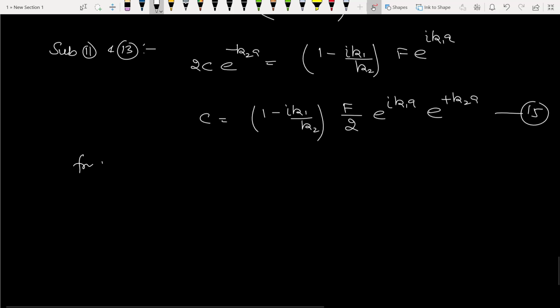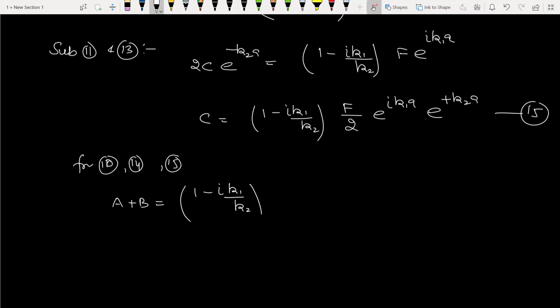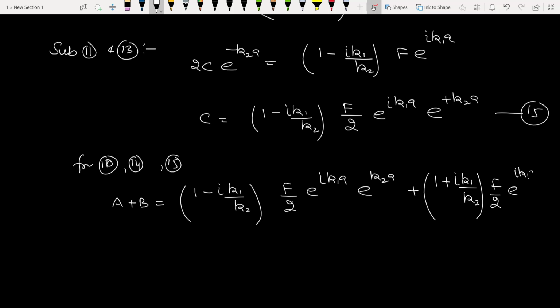So from equations 10, 14 and 15, A plus B will be equal to C plus D. So it is (1 minus iota k1 upon k2) F by 2 e raised to power iota k1a e raised to power k2a plus (1 plus iota k1 upon k2) F by 2 e raised to power iota k1a e raised to power minus k2a.